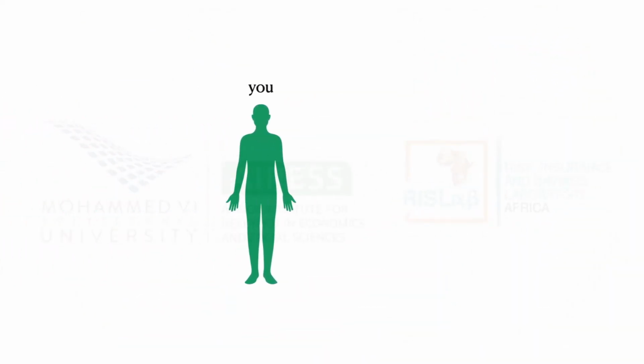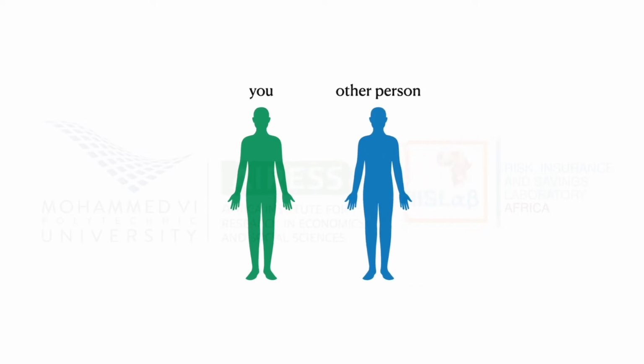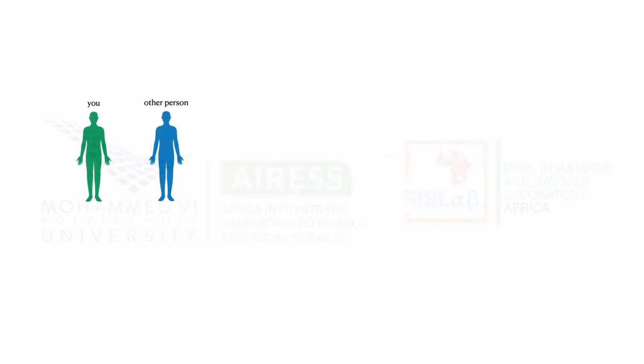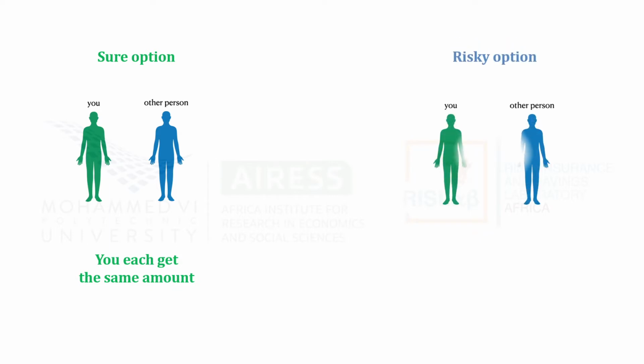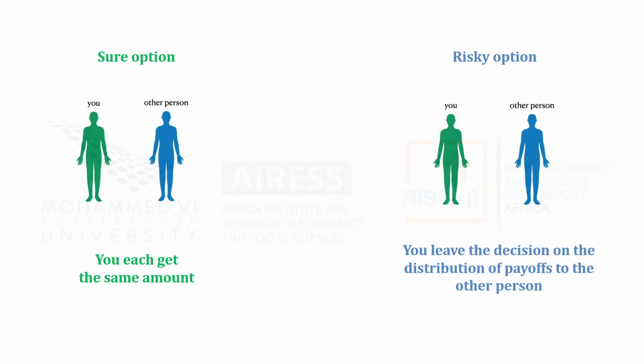There will be 2 persons. You and an anonymous other person. You get to choose between a sure option with the same amount paid to you and to the other, or a risky option. In this case, you leave the decision on the distribution of payoffs to the other person.